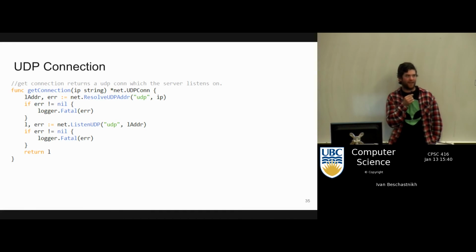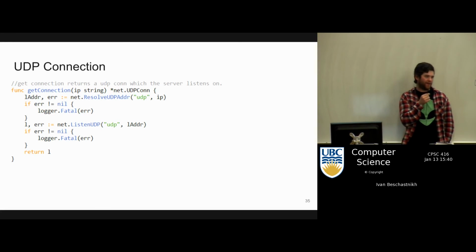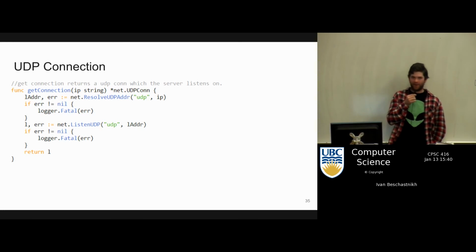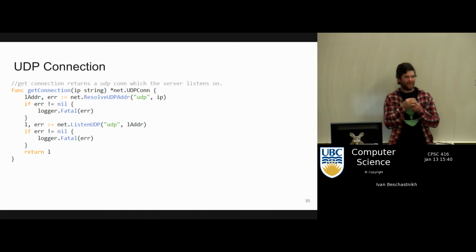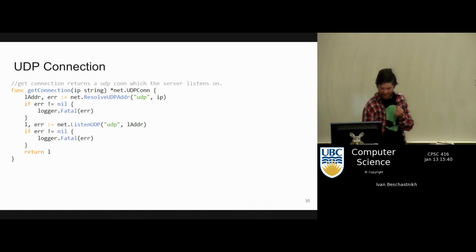The list is in the net library. There's a description of it. You can pass UDP4, UDP6, TCP, TCP4, TCP6, and that's just the networking that you're going to use.